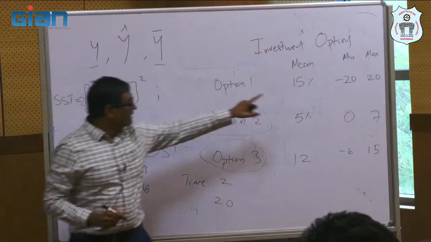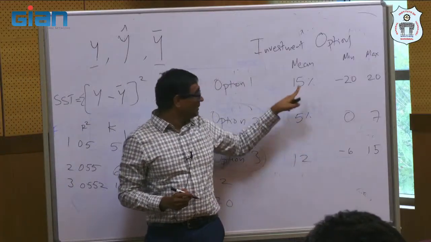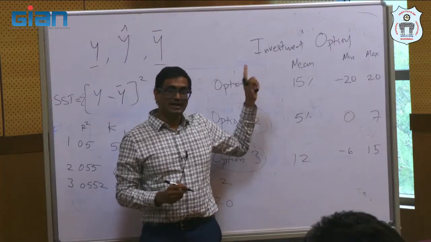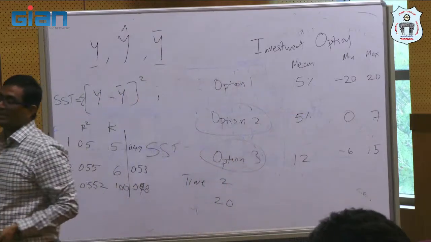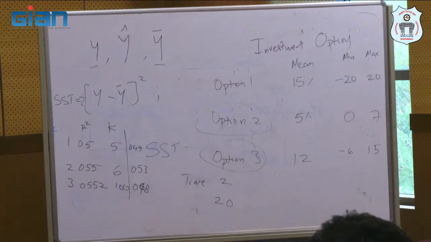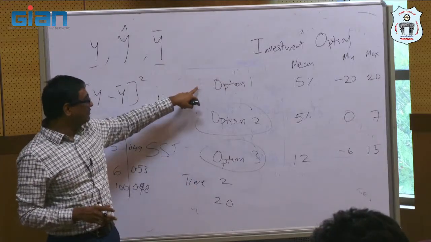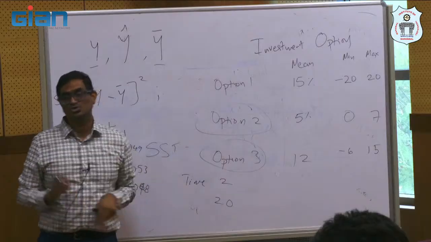Look, it can go to -20, but the mean is +15. So even if it goes down, it will come back, especially for the age you are in. Given a long term, I'm not saying speculate in 6 months, but if you're putting investments for the long term, always choose option 1.